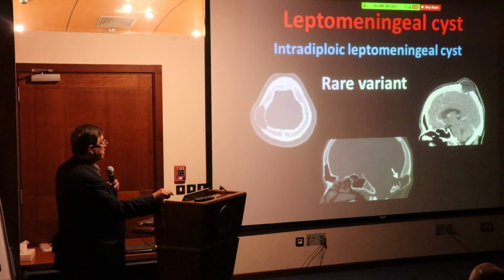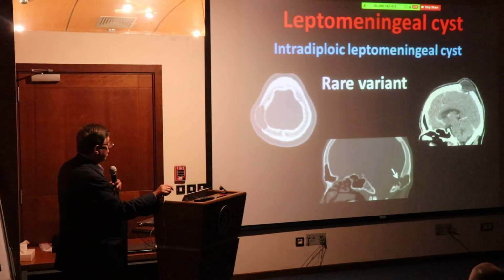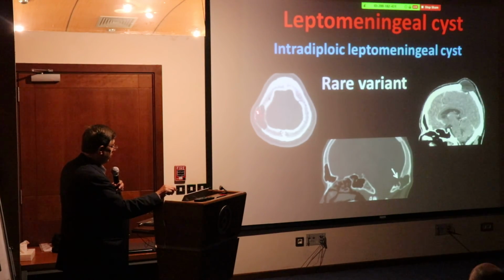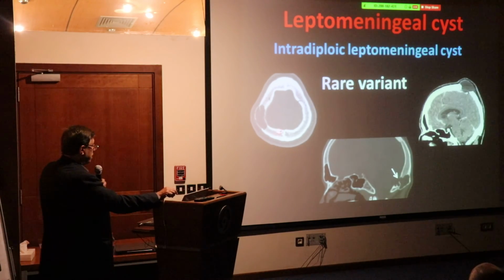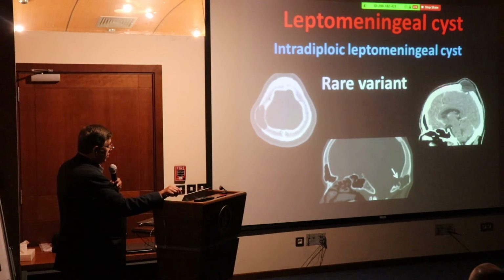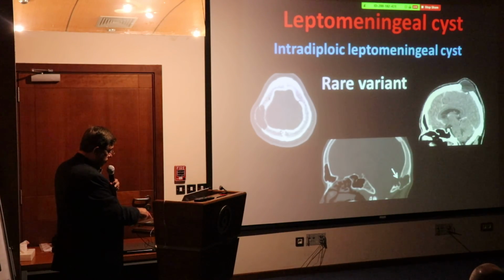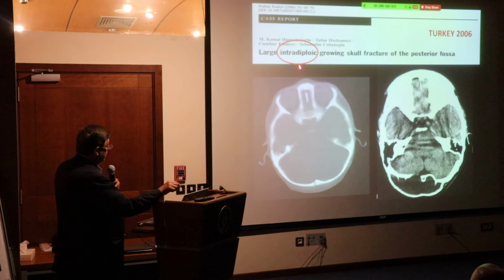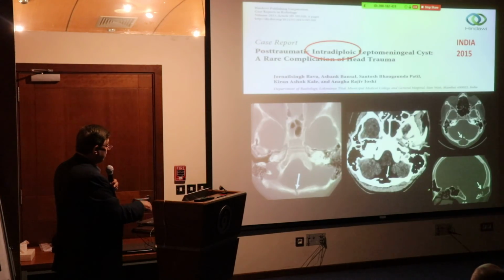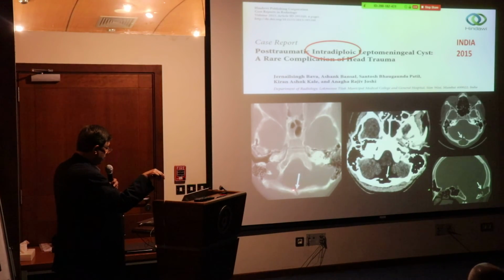A special type of this leptomeningeal cyst is completely intradiploic. It is within the bone. This is a rare variant, but it's the same mechanism. So the whole cyst is within the bone. Here is the most important thing, the differential diagnosis. What is this? Could it be another type of lesion or not? Intradiploic, it starts like this, it ends like this. From Turkey. Intradiploic, again, starts like this, goes like this.